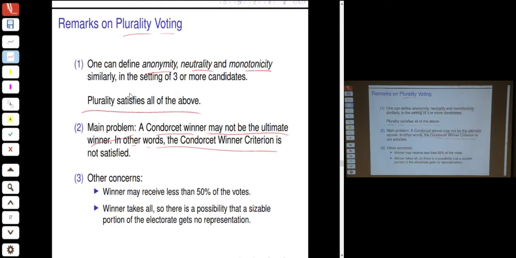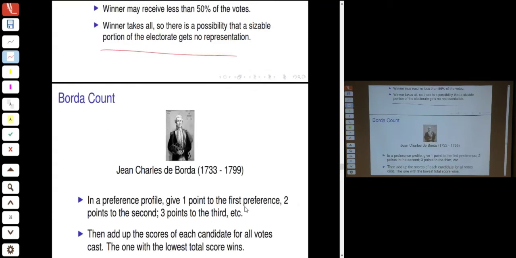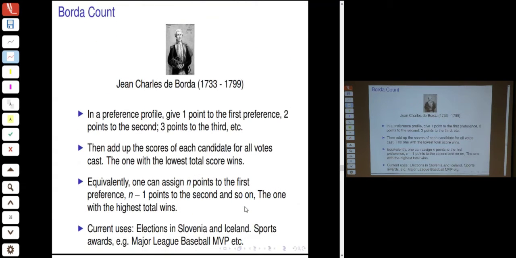There can be other concerns. For example, the winner in the plurality method may receive less than 50% of the votes, and it's a winner takes all. So, there is a possibility that a sizable portion of the electorate gets no representation. So, these are usual problems with the plurality method, although it is very popular for elections. So, in comes another method called Borda count.